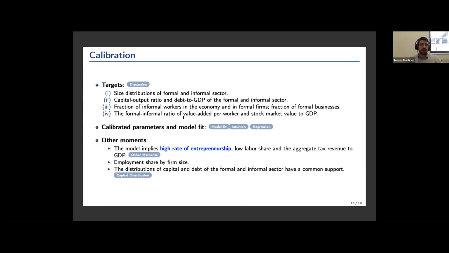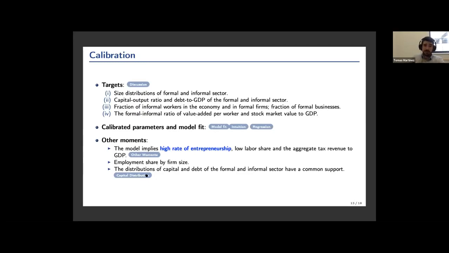I'm not going to discuss too much. The model does a good job at getting the distributions and everything right. But I think it's more important that this model actually gives a high rate of entrepreneurship that is present in Brazil, and it gets correctly the aggregate tax revenue to GDP, which we were quite happy about. We were expecting that when we did that in the first place.